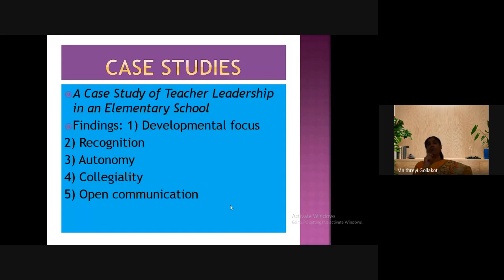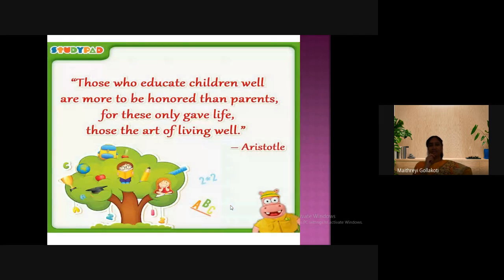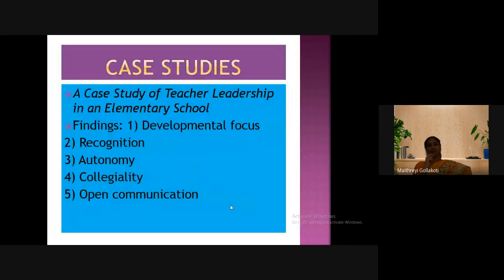And next, open communication. This I have already discussed. We need to have open communication with the management, with the students, and with the parents. Then the teachers can be good teacher leaders. People who do these things can be good teacher leaders. Okay. So these are the two case studies.